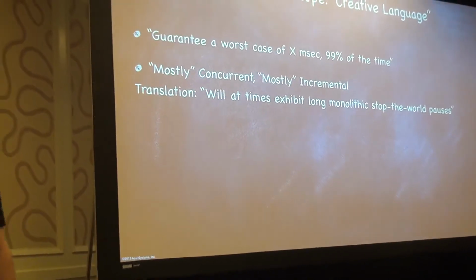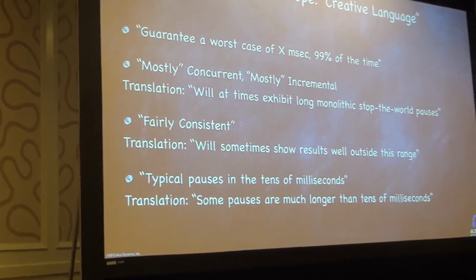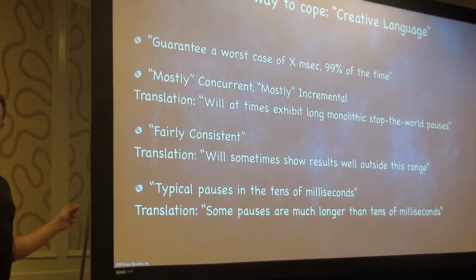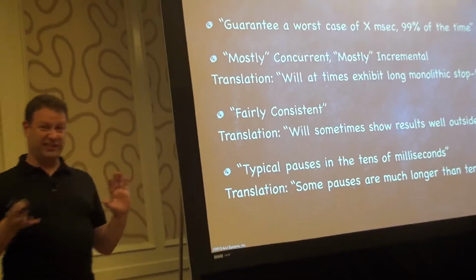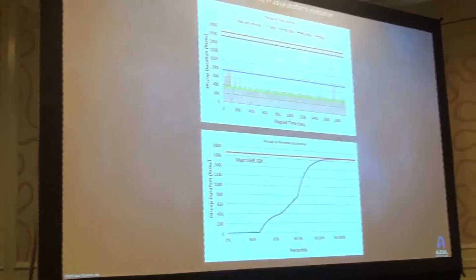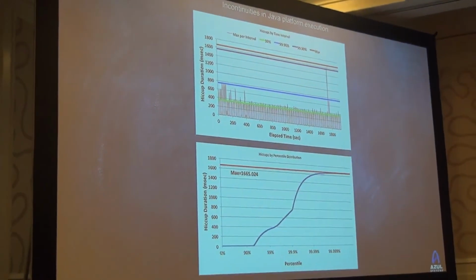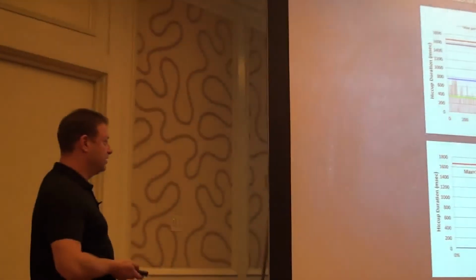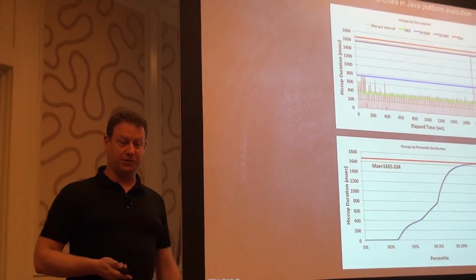Using the word mostly all over the place is very creative. And then saying fairly consistent, typical pauses. Anytime you find these words, remember they mean the opposite of what they say. Typical will be this, and sometimes not. Fairly consistent, well, it's not quite consistent. You can also do other things like measure what really happens and actually try to do something about it. By the way, this is a picture of jHiccup, which is a tool I open sourced, and you can download and use on any JVM, on any application as an agent. I'll give you this picture for your application.